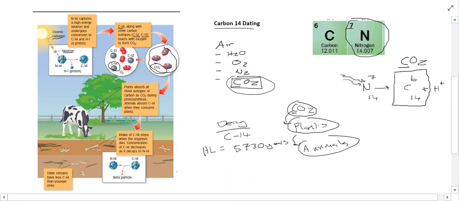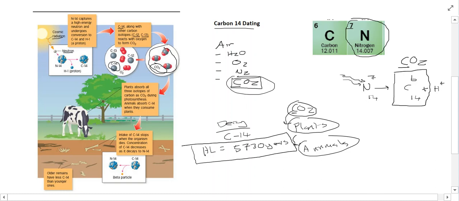So if you think about, let's say, for example, when this animal dies, what happens is it stops replenishing the carbon-14 because it's not taking it in anymore. The plant, for example, is not taking in the carbon-14 from the air because it's not alive anymore. And as a result, whatever carbon-14 has accumulated within the plant or within the animal starts to undergo this beta decay.